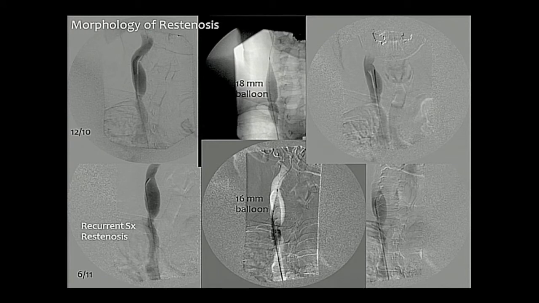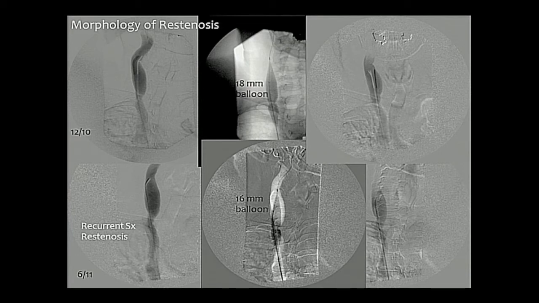Just going to touch a little bit on morphology of restenosis. I'm just going to show one case of this, but it's fairly consistent. What's fairly consistent is how one patient restenoses. This is December 2010. This is June of 2011. They look pretty much the same.